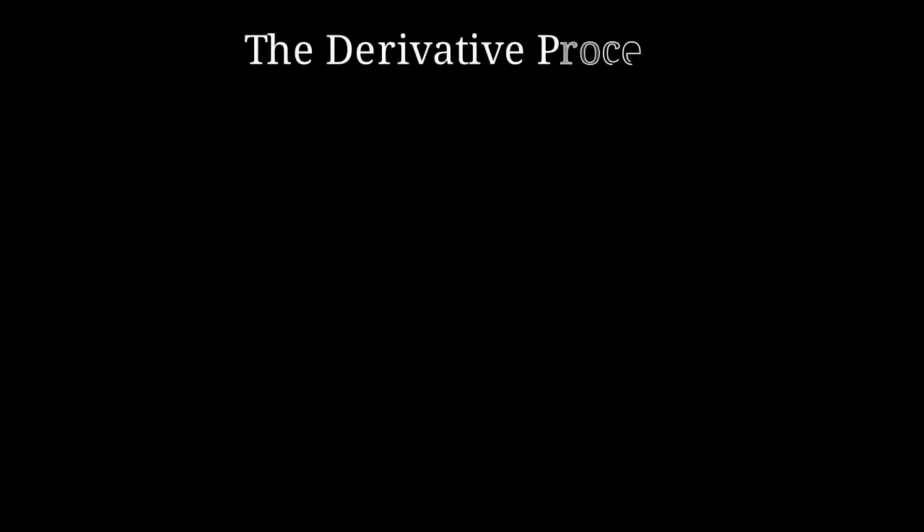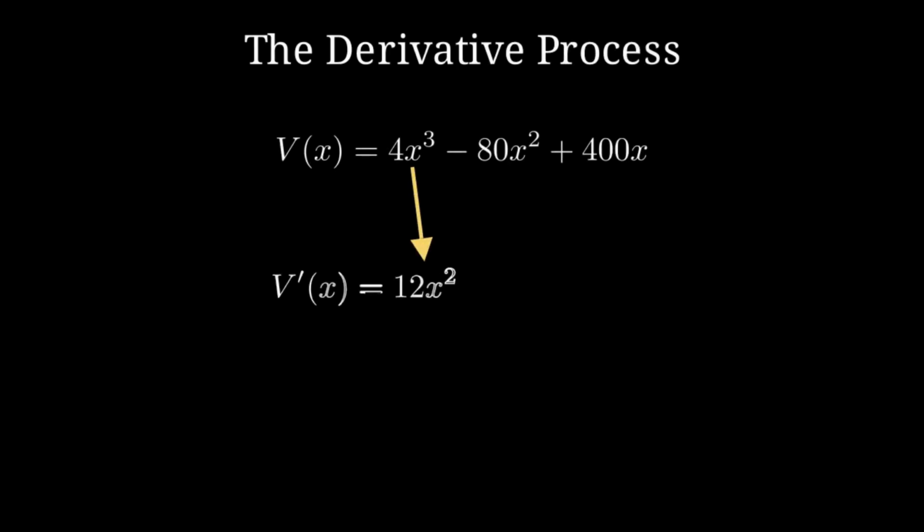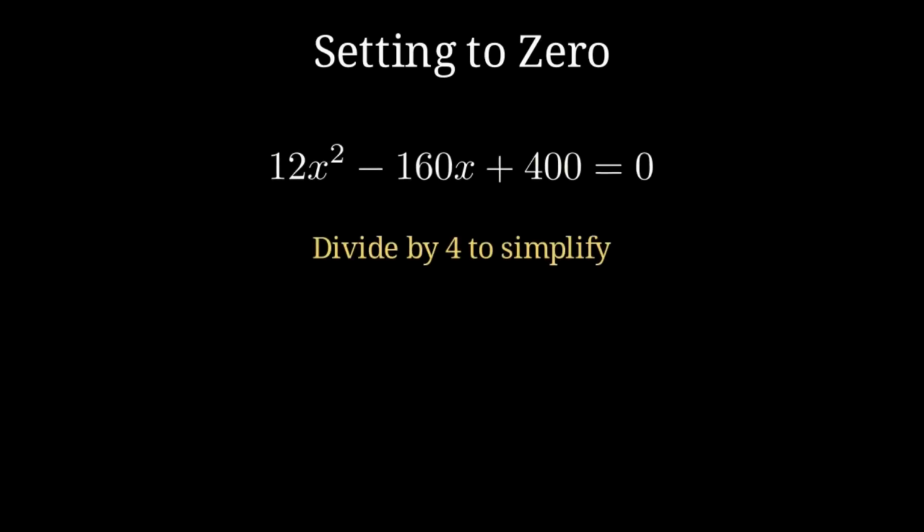Now, we apply the power rule of differentiation. The derivative of 4x cubed is 12x squared, the derivative of negative 80x squared is negative 160x, and the derivative of 400x is 400. This new equation, V prime of x, represents the rate of change of the volume. To find the maximum, we set the derivative to 0. This gives us a quadratic equation.